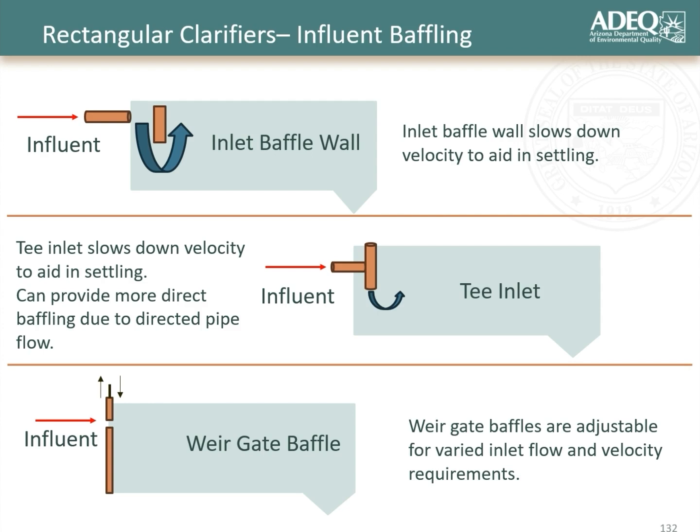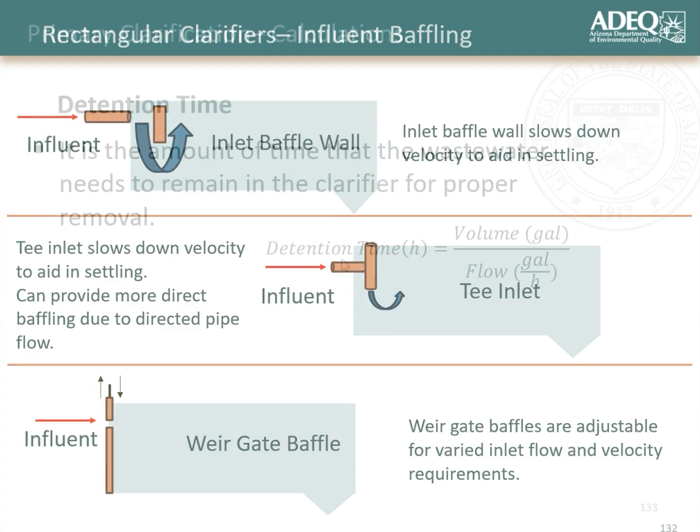Also, there can be T inlets, in which the wastewater is directed down through a T. This, once again, pushes the wastewater down to hopefully have solids settle out in that situation. Lastly, rear gate baffles can also be used. They are adjustable for varied inlet flow and velocity requirements for your system as needed.